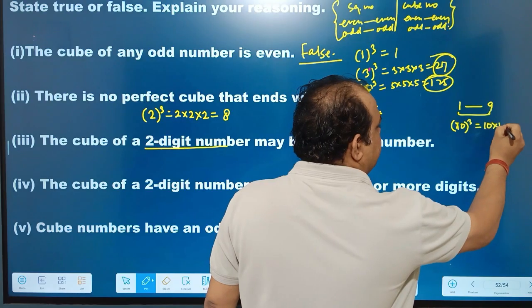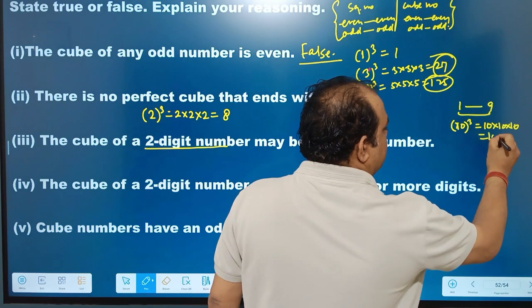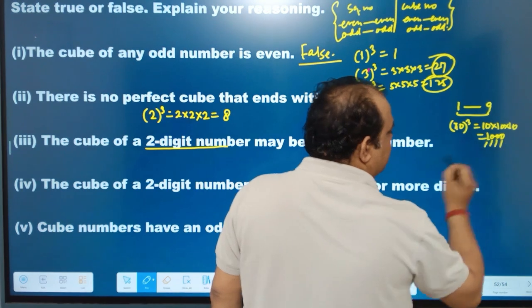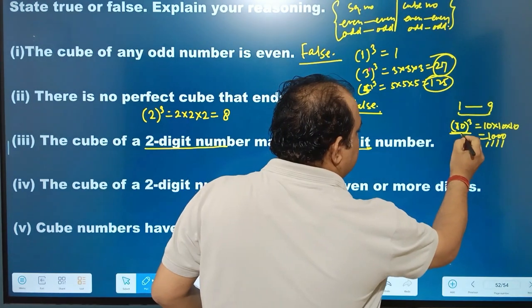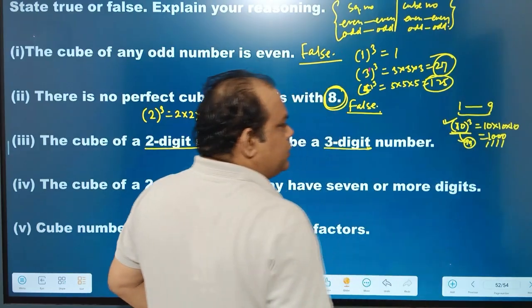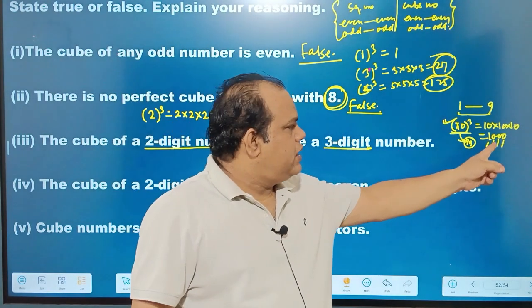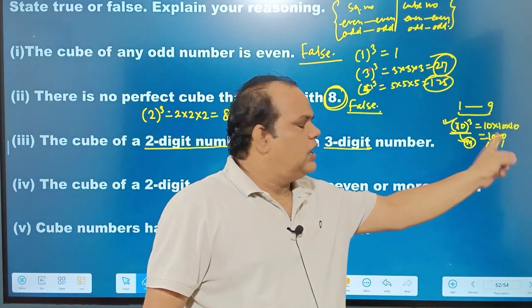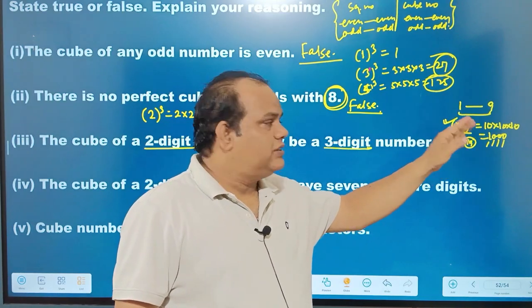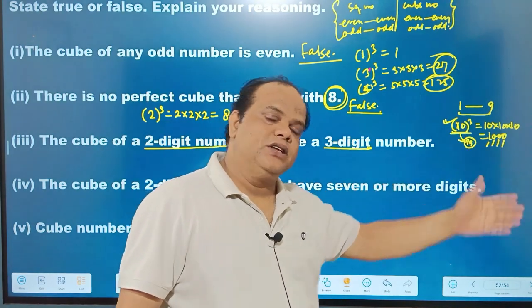10 into 10 into 10. तो ये क्या हो गया? 1000. कितने डिजिट है इसमें? 1, 2, 3, 4, 4 डिजिट. और मैक्सिमम where it will go till 99. It's a 2 digit number. So lowest जो मैंने देखा, उसका जो क्यूब है वो 4 डिजिट में. तो ऑब्वियसली जो 11 होगा, 12 होगा till 99, सारे के डिजिट्स यहाँ ज्यादा होंगे.